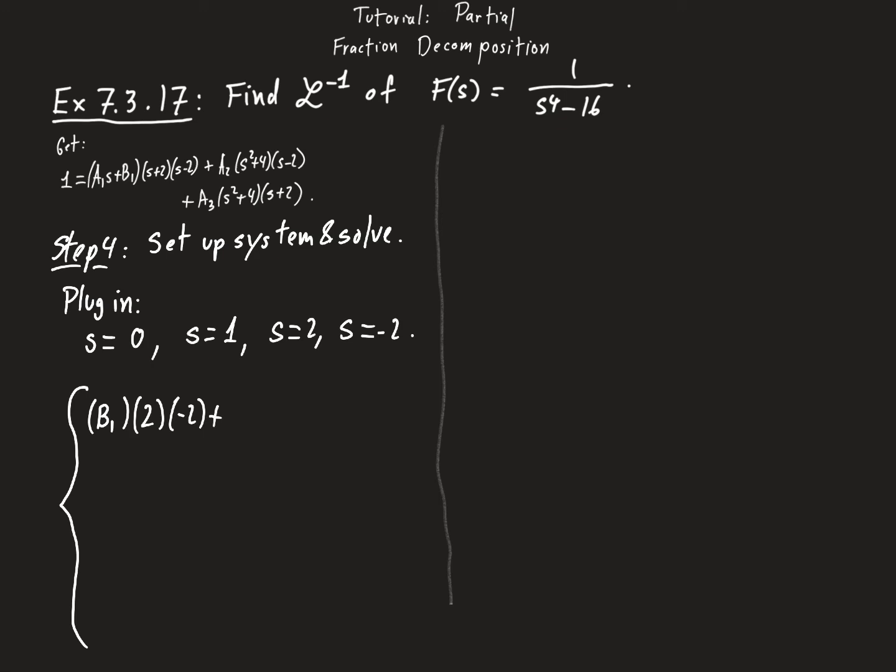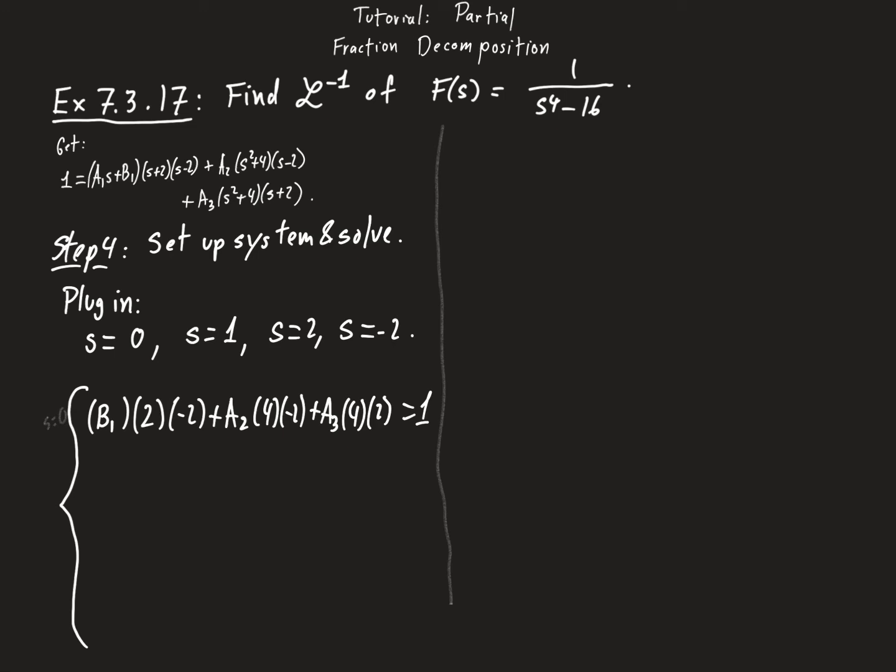And then plus over here, we're going to have a2 times 4 times negative 2. And then we're going to have plus a3 times 4 times 2 is equal to 1. And this guy I got from plugging in s equals 0 here.